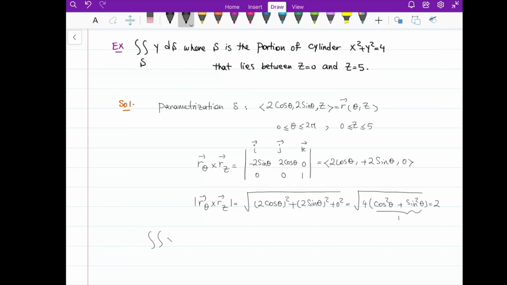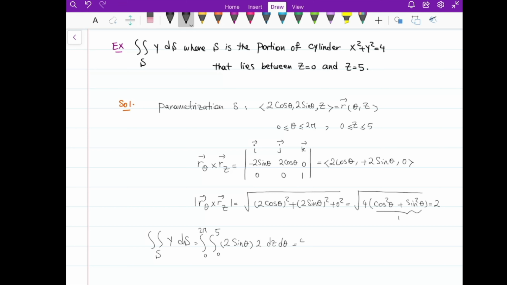Now the double integral of y dS over the surface S. You see everything here is capital S because it's the element of surface area. We also had small s before; that was for the arc length in the curve integrals, just as a reminder. So I'm going to put my parameterization into my function. So y is just 2 sine theta, and then the length of this vector is just 2, dz d theta. Then z is from 0 to 5, theta is from 0 to 2 pi.